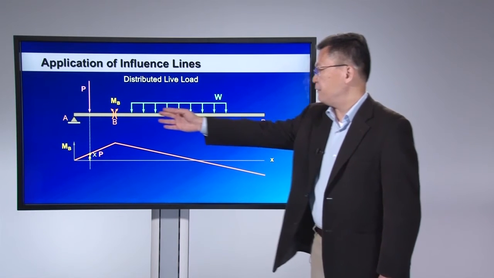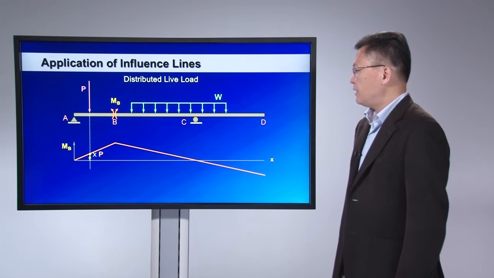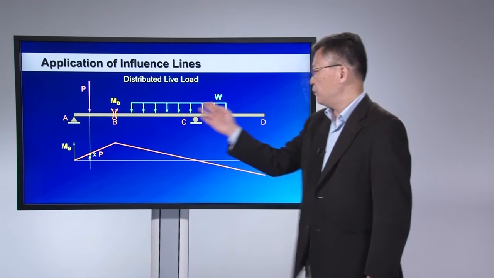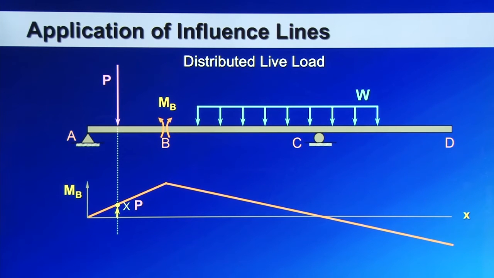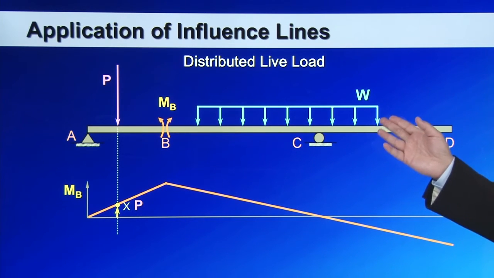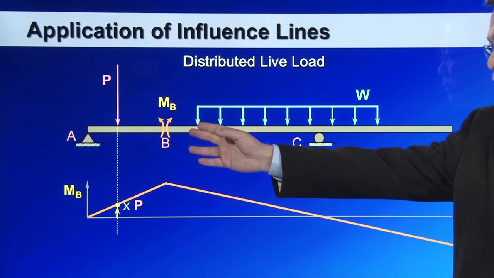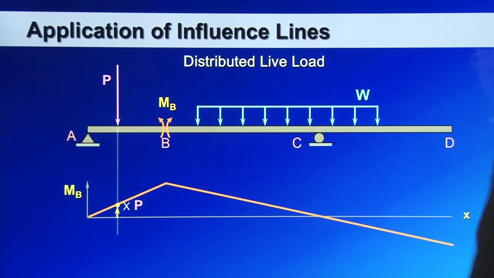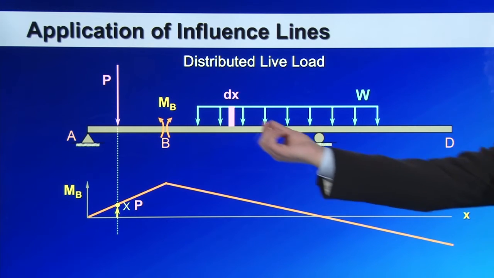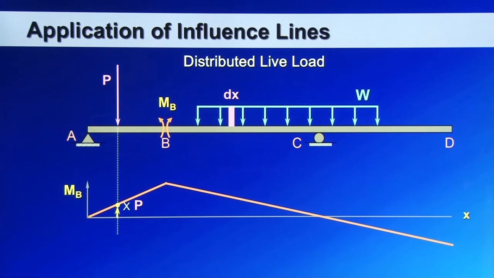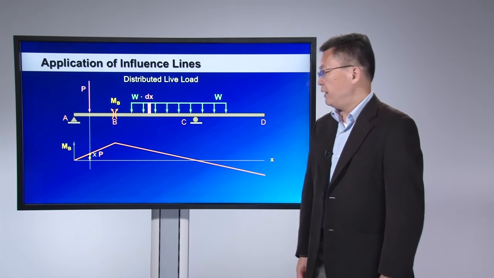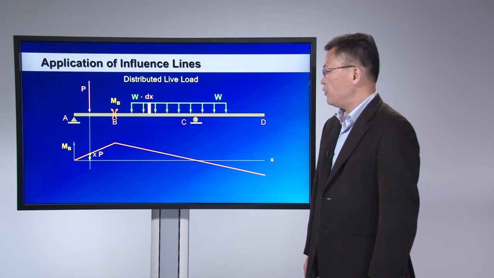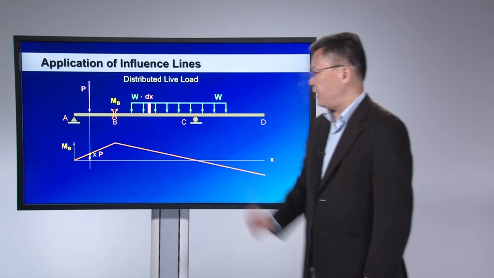Next is the distributed live load. Assume that I have a distributed live load with a magnitude of w acting at this region of the structure. What is its effect on the magnitude of the cross-section MB? Take a small strip of the loading, dx. This small strip of loading comes with a magnitude of w times dx.